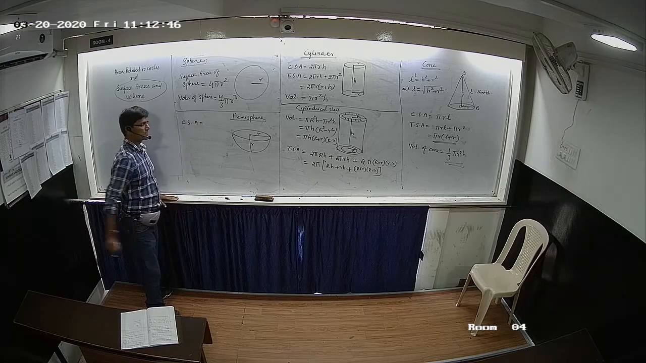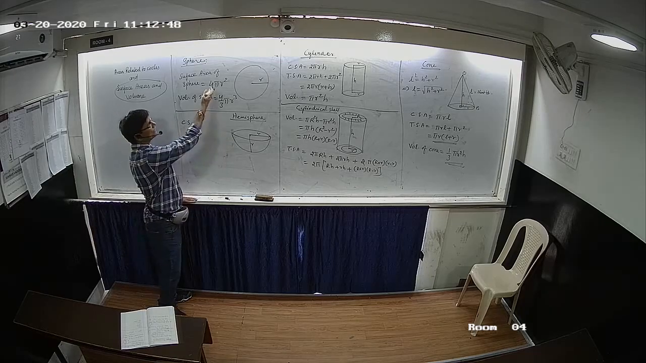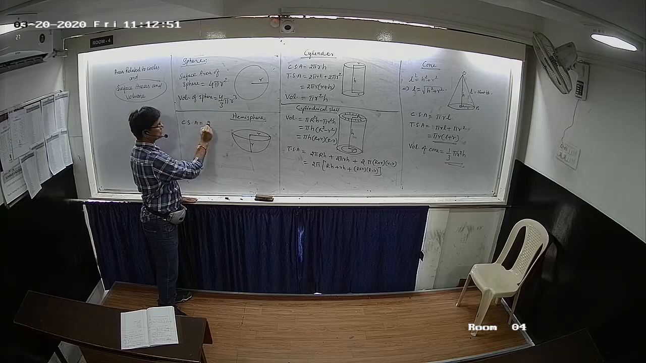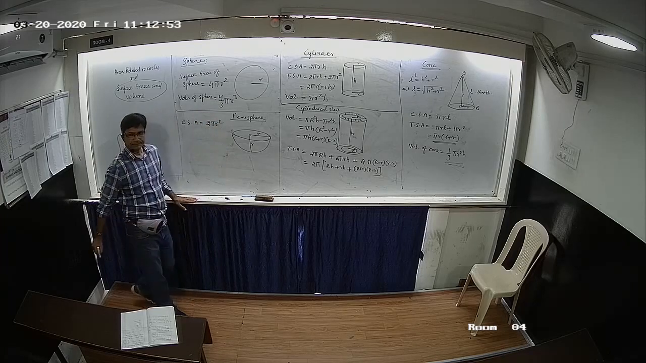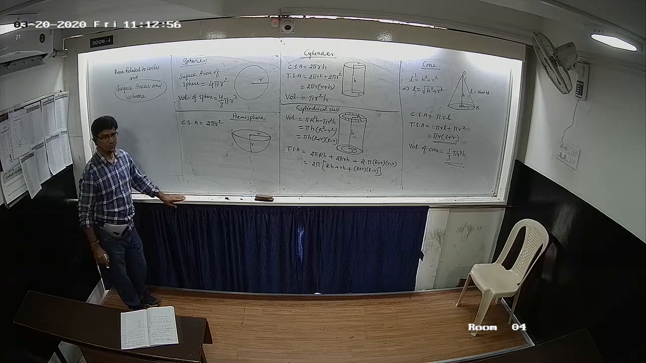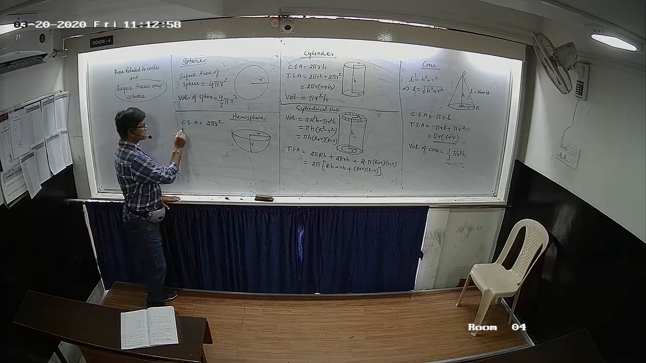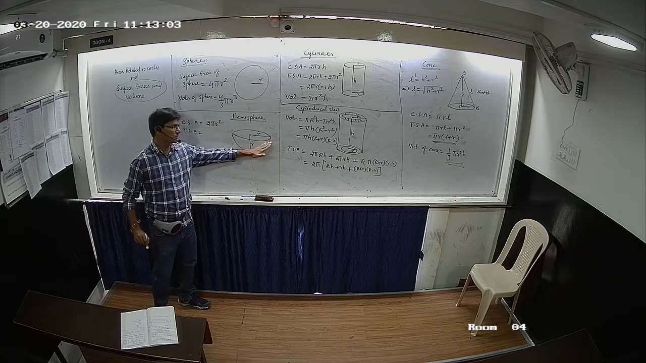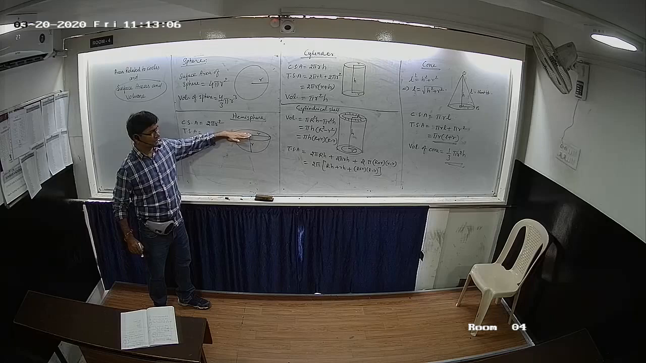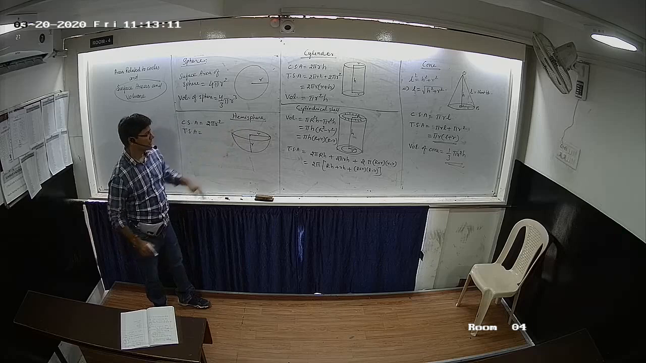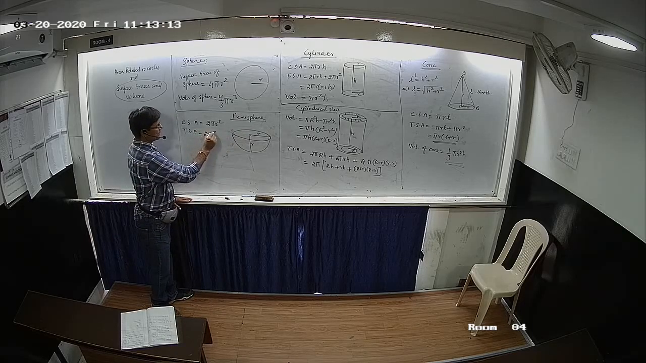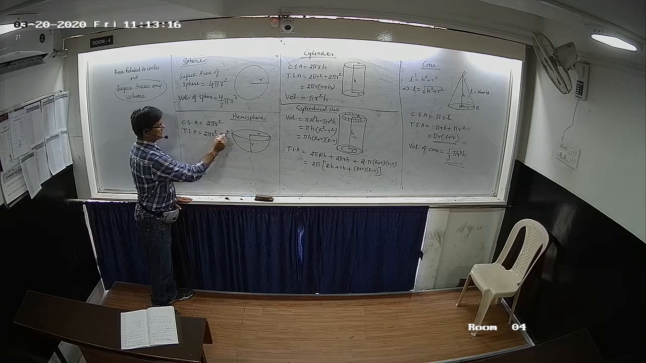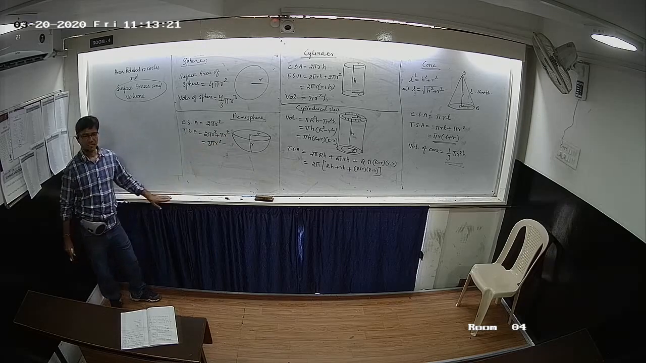CSA, the curved surface area of this, is half of the surface area of the sphere, that is 2 pi r square. The CSA of the hemisphere is 2 pi r square, and the TSA is equal to the curved surface area plus the top area or the base area. That is also a circle, so it is pi r square. So it is equal to 2 pi r square plus pi r square equal to 3 pi r square. That is the TSA of a hemisphere.